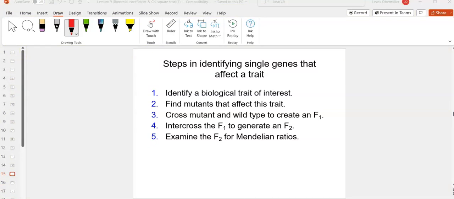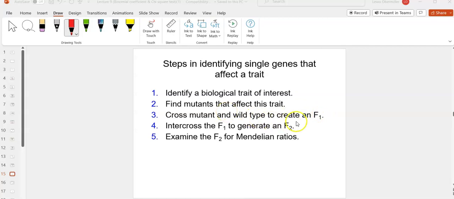Okay. So this should be review. If you want to know the steps into identifying a single gene, like for example our pea flower gene, that affects a trait. In this case, it's the flower color. So figure out what you want to study. Is it the flower color, is it the Drosophila eye shape, color, whatever. And then of course you're going to find mutants that affect this trait, or you can introduce mutants, and we talked about how to do that.